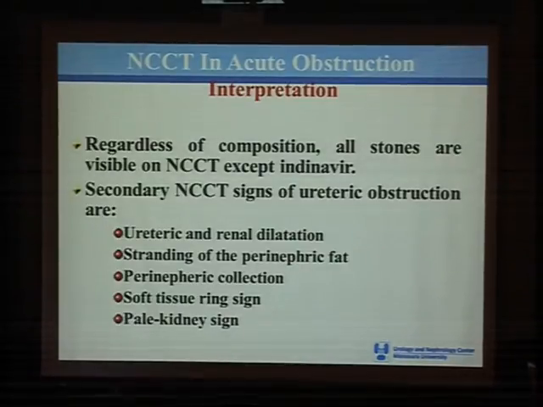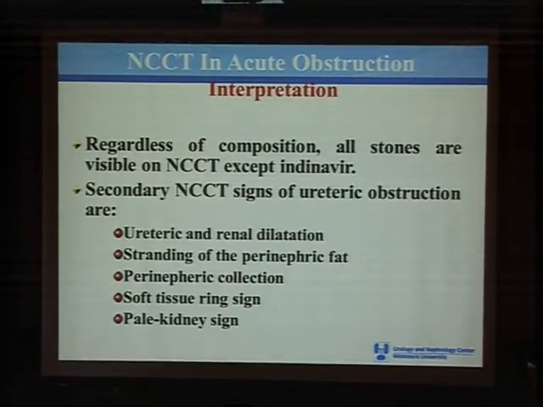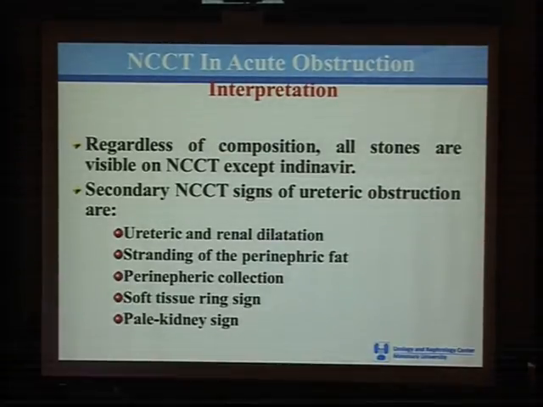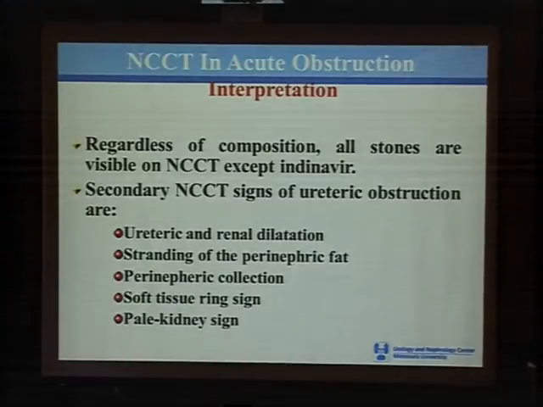which is the indinavir stone. Indinavir is the drug used for treatment of HIV patients, and it gives some sort of mud in the kidney, which is totally free of calcium. So this is the only type of stones that could not be visualized by non-contrast CT.